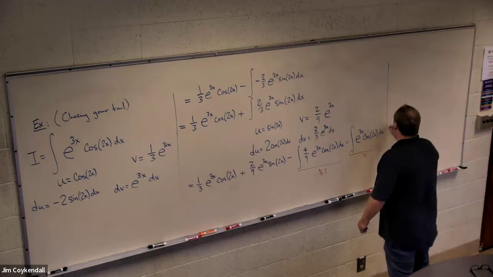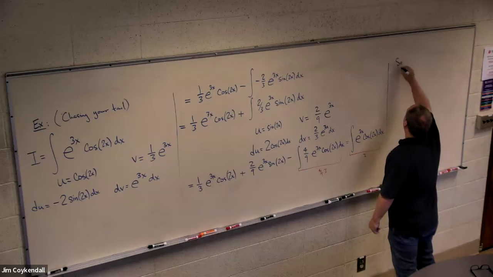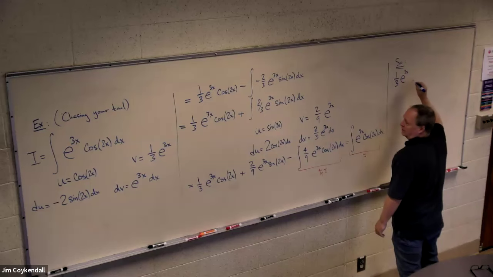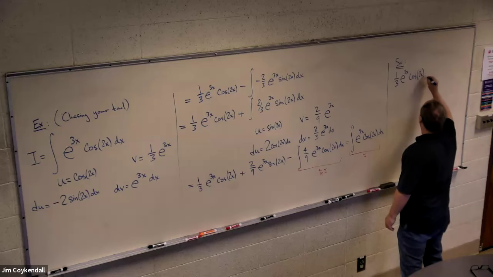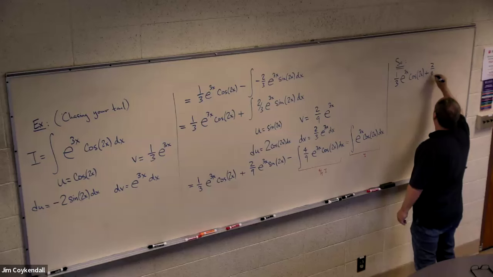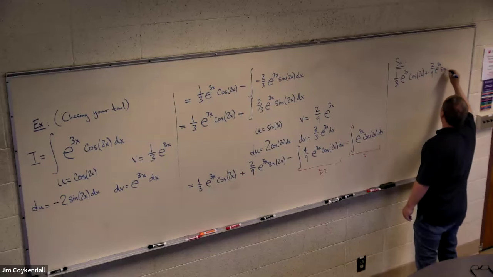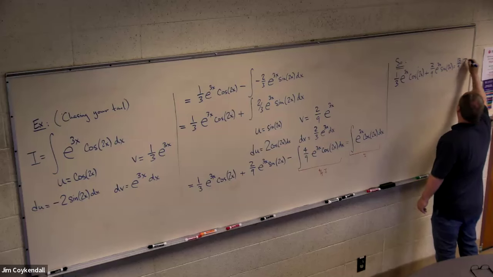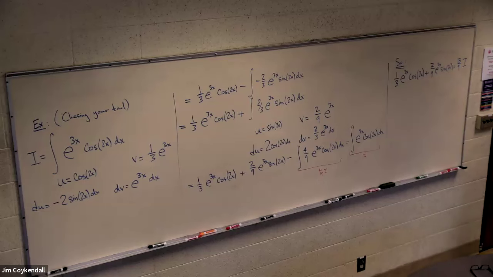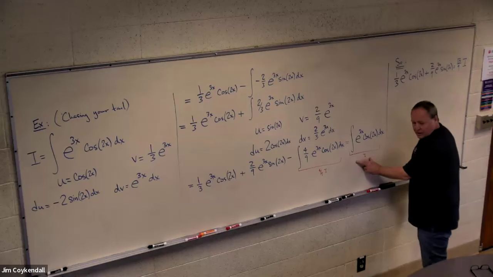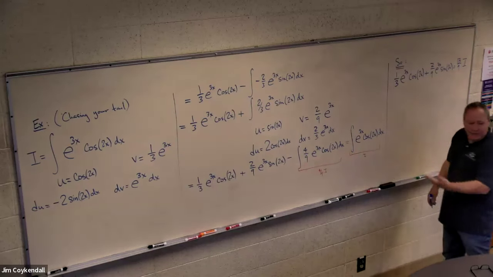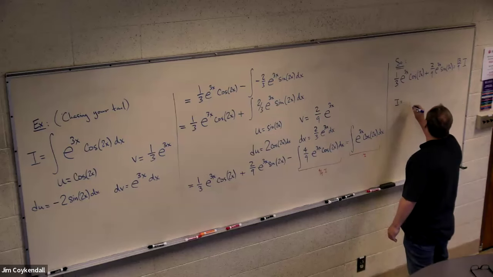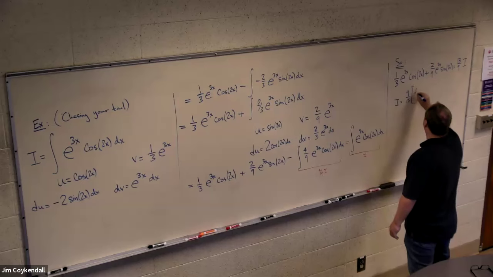So I can rewrite this as a new equation: 1/3 e to the 3x cosine 2x plus 2/9 e to the 3x sine 2x is equal to 13/9 I. Right, because here's I, our original integral, and here's 4/9 of it. When I bring this over here, that's going to be 13/9 I. Agreed? So I can solve for I: it is 9/13 times this mess.